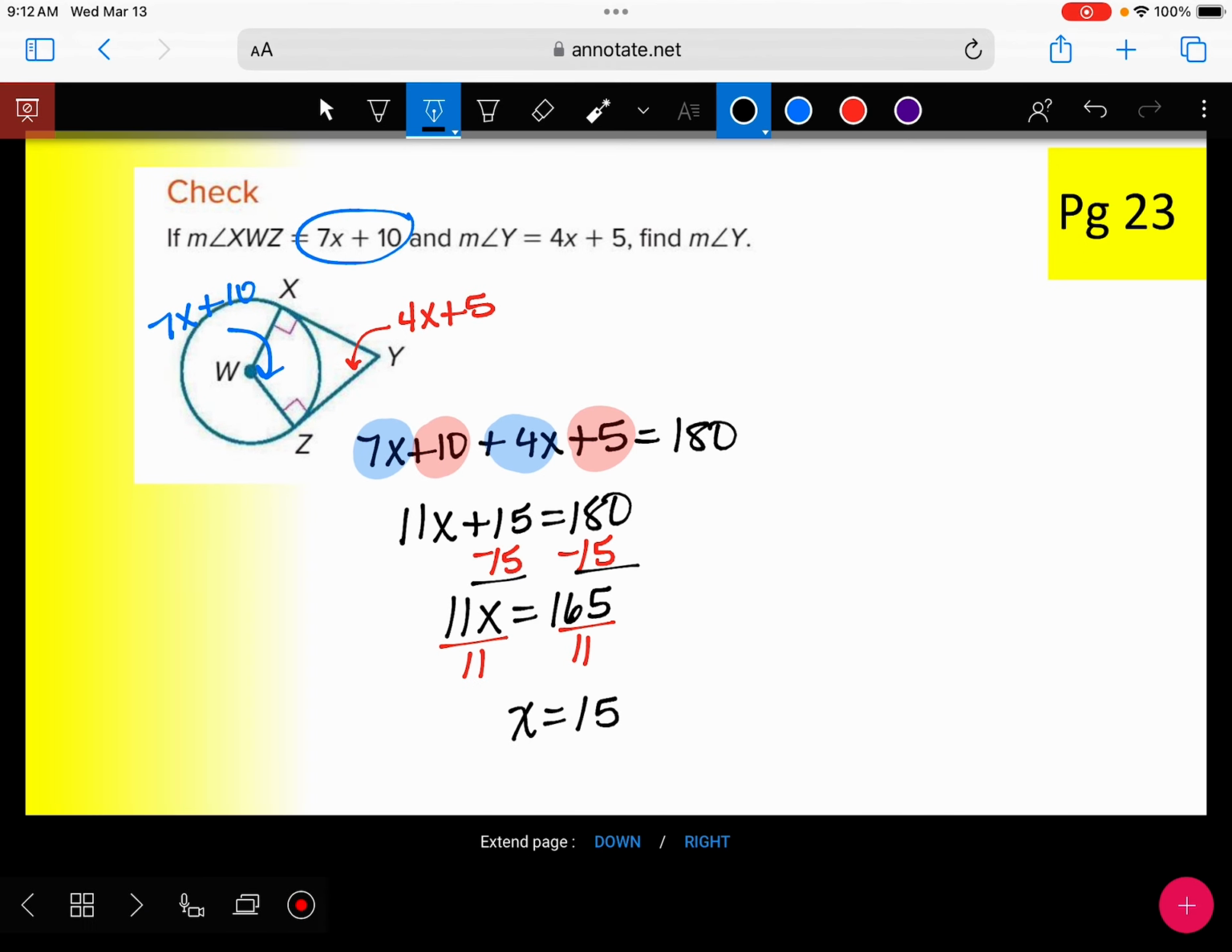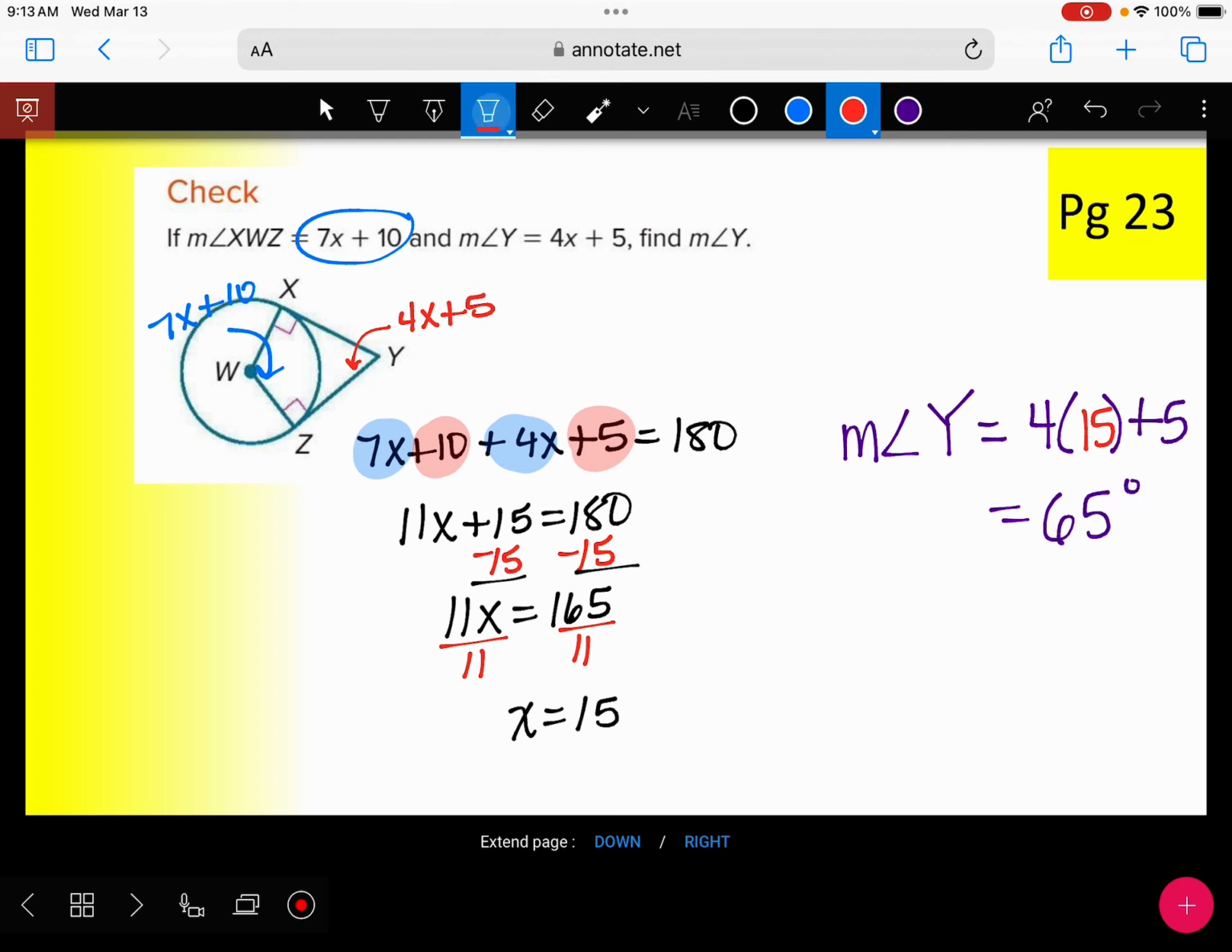But it's asking us to find the measure of angle y. So the measure of angle y is 4 times x plus 5. Let's put our 15 in. Go ahead and type that in your calculator: 4 times 15 plus 5. You should get 65 degrees. Make sure, because I'm not using the calculator up here. That will be your final answer on the test.